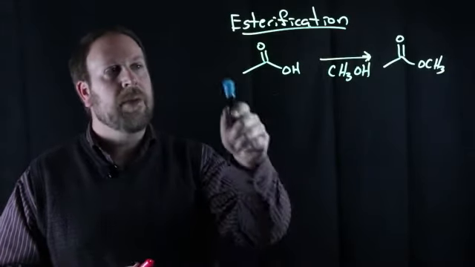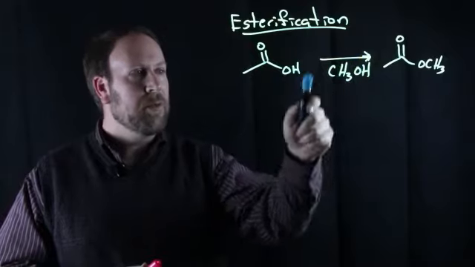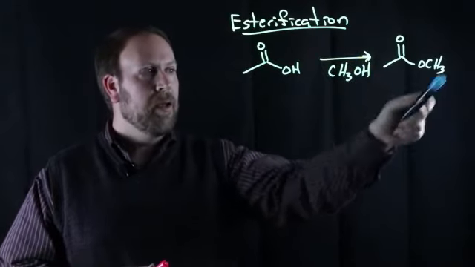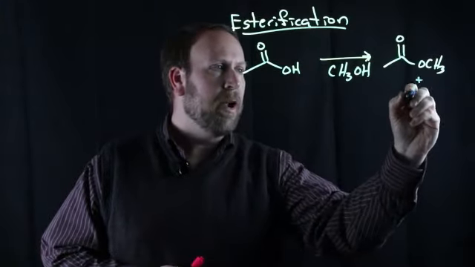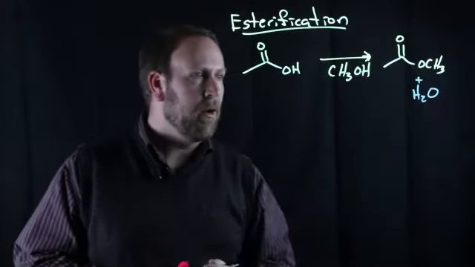We're starting off with a carboxylic acid. We're going to react this with methanol. We're trying to form a methyl ester in this particular case. So the other side product that we're going to be getting is water.